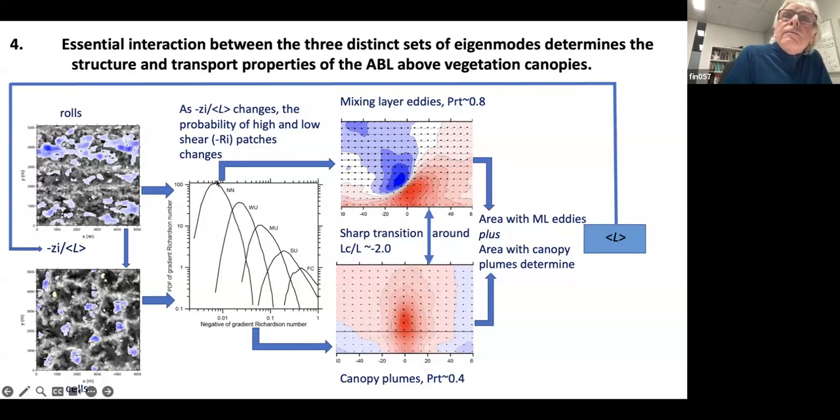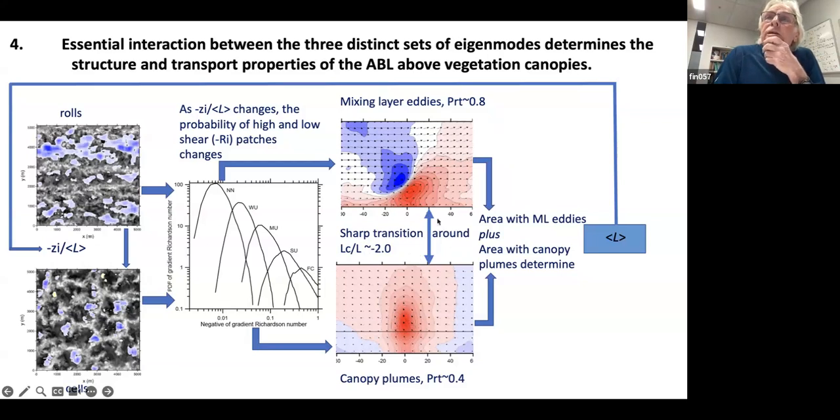Probability distribution patches. If you're in a region where most of the patches have strong shear, low instability, we're going to get mixing layer eddies. If you're in a region where most of the patches have low shear, strong instability, we're going to get canopy plumes with a relatively sharp transition around LC upon L. LC is the canopy momentum absorption length. It's 1 divided by the leaf area per unit volume times the drag coefficient of the canopy.